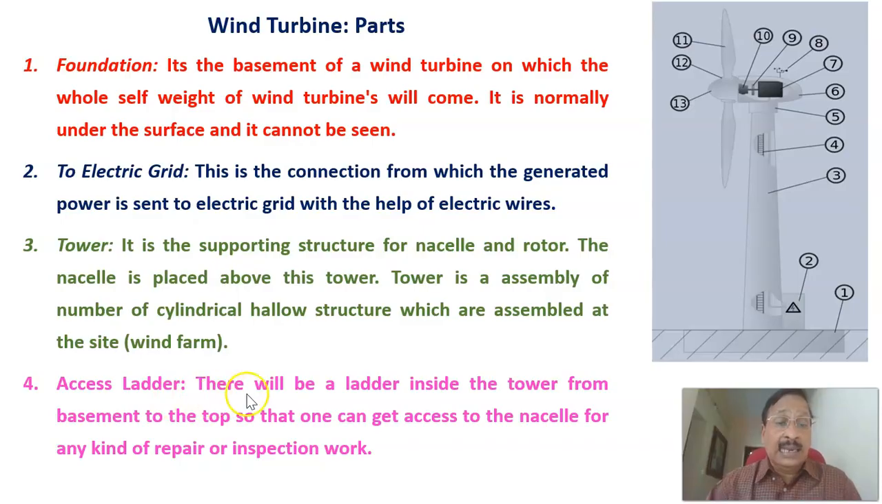And the access ladder, that is number 4. There will be a ladder inside the tower from the basement to the top so that one can get access to the nacelle for any kind of repair and inspection work. Therefore, that is the access ladder, number 4.